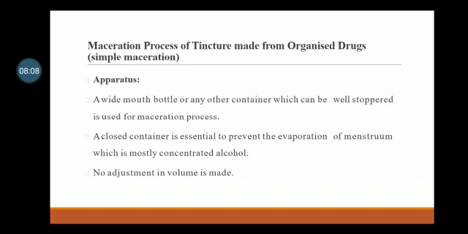Firstly, the maceration process of tincture made from organized drugs, or simple maceration. Apparatus used: a wide mouth bottle or any other container which can be well stoppered is used for the maceration process. A closed container is essential to prevent the evaporation of menstruum, which is mostly concentrated alcohol. No adjustment in volume is made.